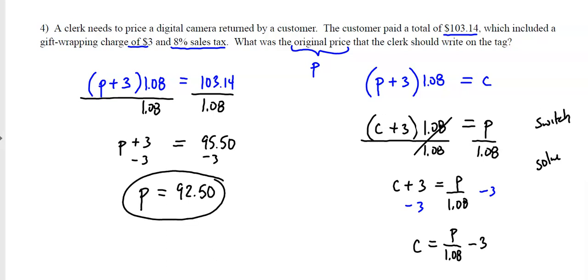And if you wanted to check it out and just see if it works, you're like, all right, I had $92.50. They gift wrapped it for me. Then I multiply by 1.08. And you should see that it does come out to be 103.14. So the biggest idea, I think there's 2 key points to take away from today's lesson. Let me just kind of jot those down right down here.